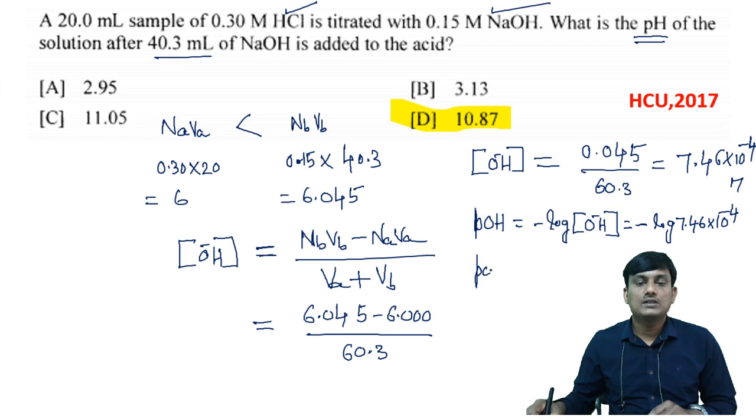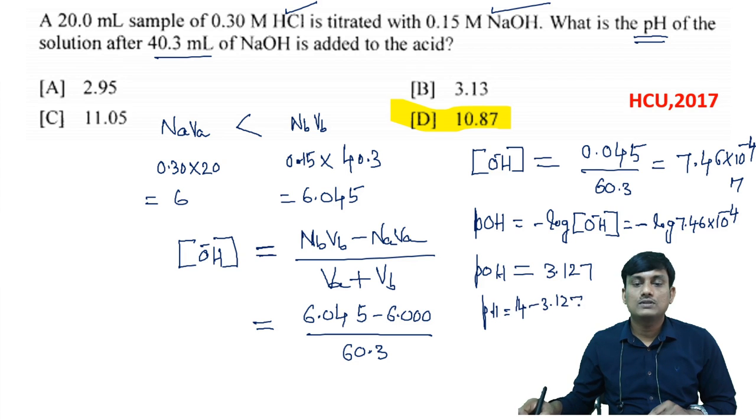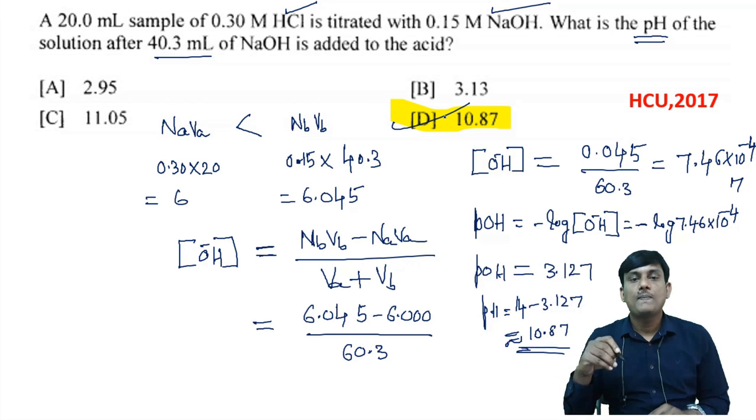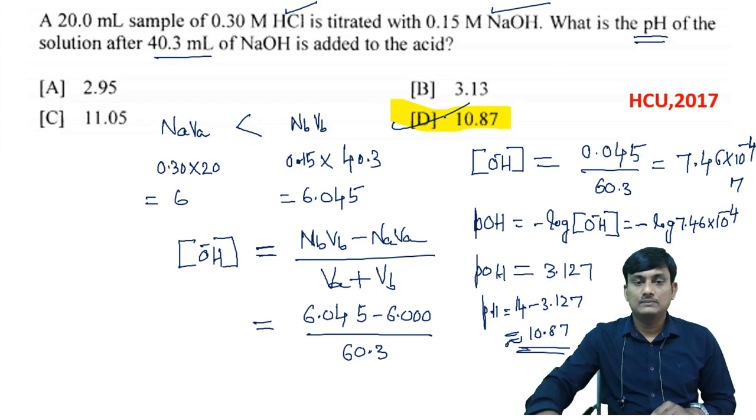So after simplification you will get pOH is equal to around 3.127. Then pH is equal to 14 minus 3.127. It will be equal to 10.87, nearly 10.87. So the correct option is 10.87.